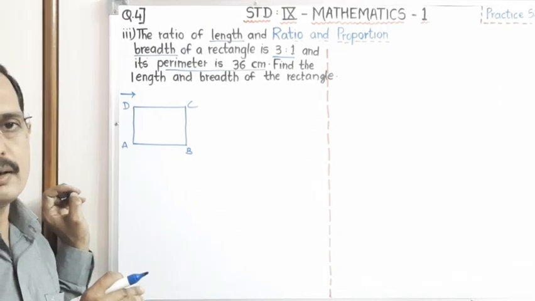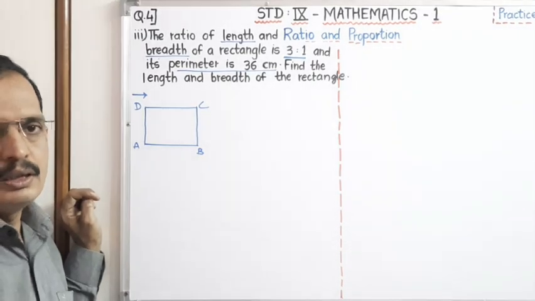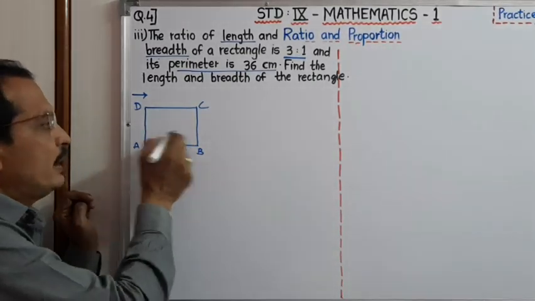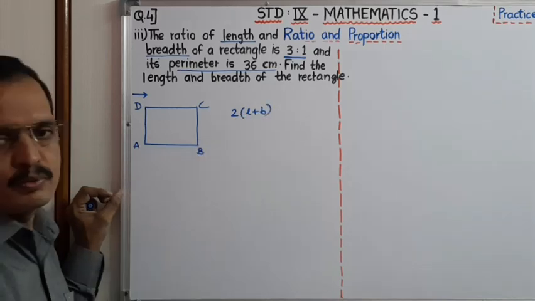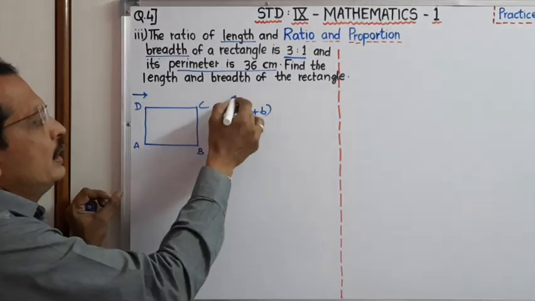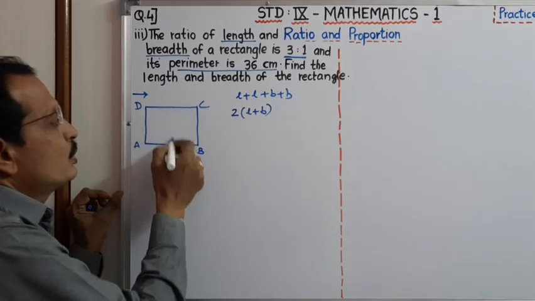Perimeter of a rectangle means we have to do the sum of all these 4 sides. That means there are 2 length and 2 breadth. Therefore 2 into (L plus B) is the formula. See here, L plus B plus L plus B. These are the 2 lengths.